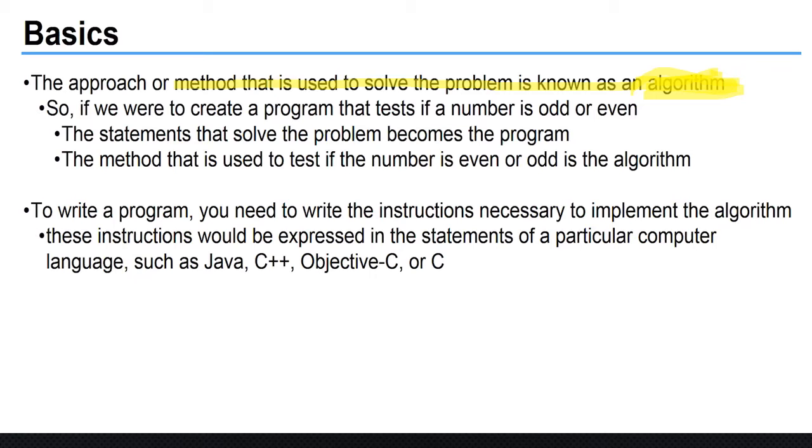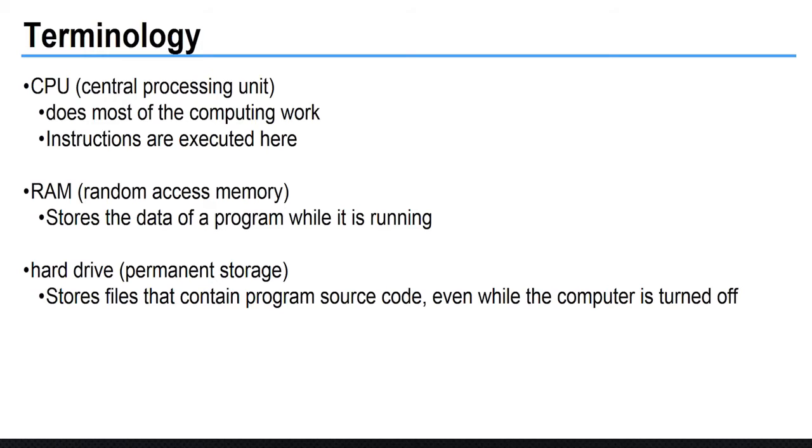Next, the terminology. We are going to learn some basic terminology. CPU means central processing unit. Everyone knows it. The CPU is the brain of a computer and does most of the computing work. The instructions given by you are executed here in the CPU.